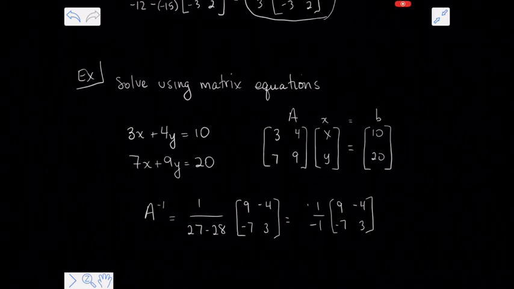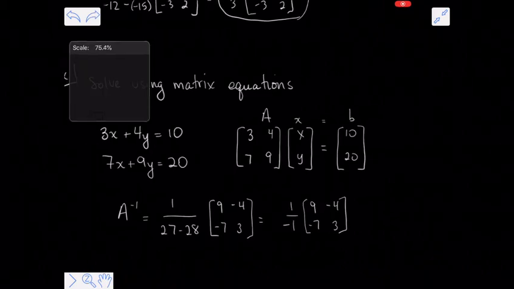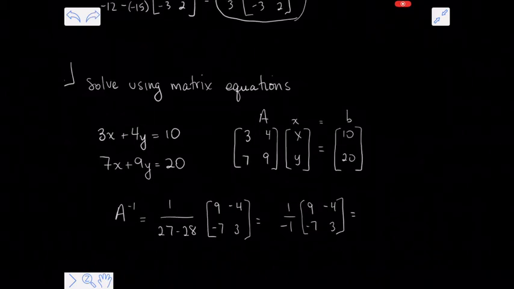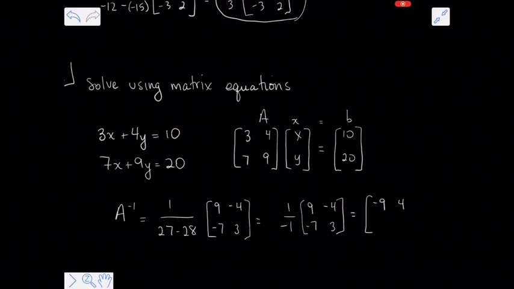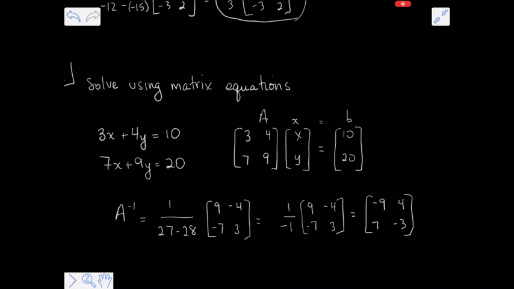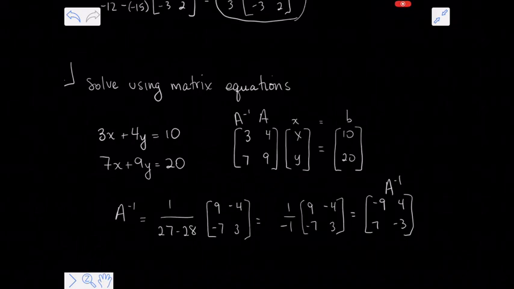Now typically you would keep the scalar outside because it's usually a fraction, but 1 divided by -1 is just -1. So I'm going to go ahead and multiply that in to save time. Okay, so there's our inverse. So if I take the inverse and multiply it here, that's just going to cancel that. And I can multiply it here as well.